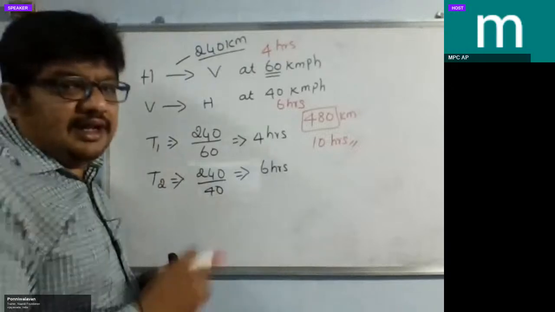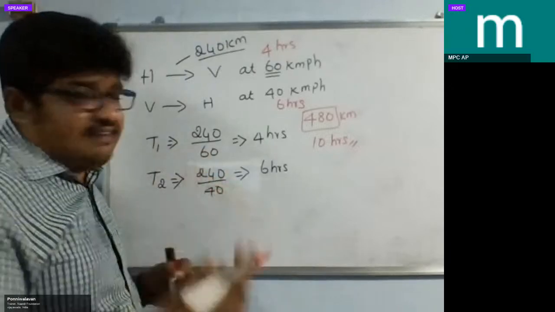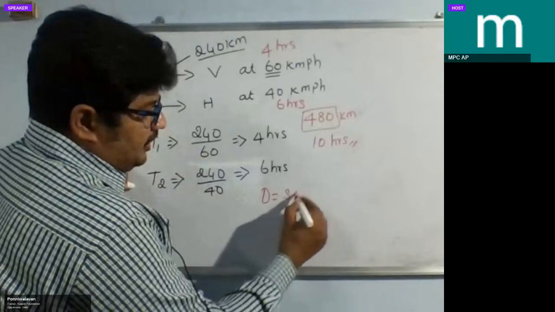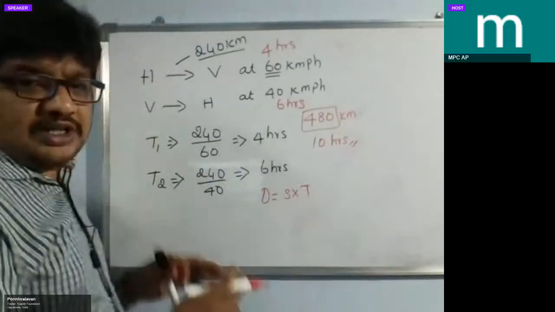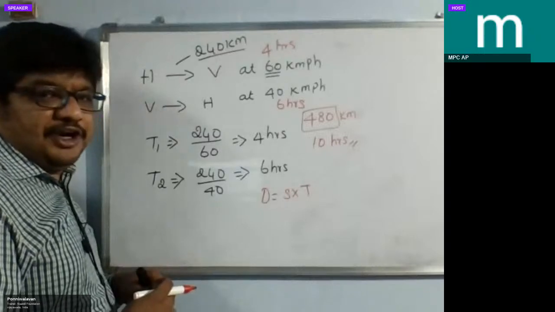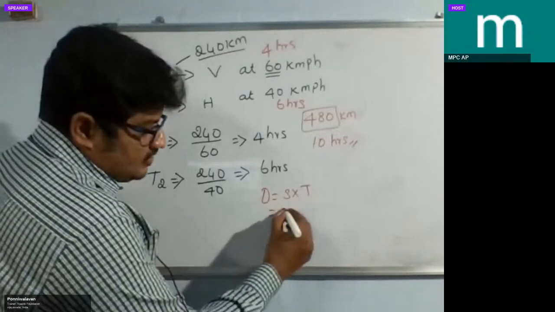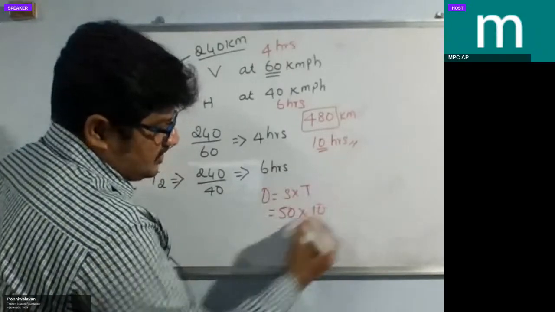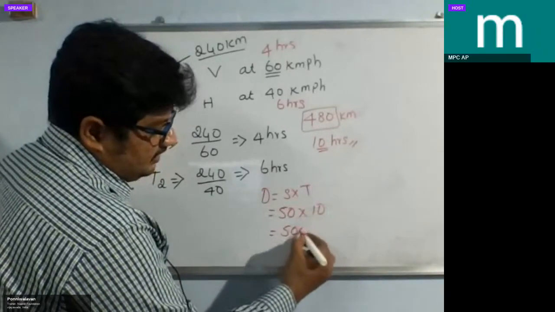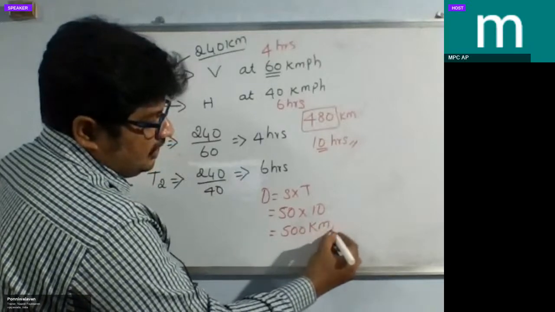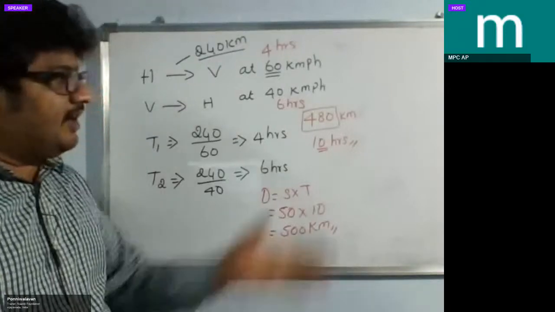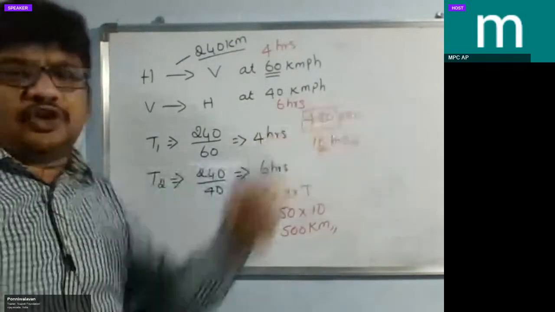And you people are telling that, sir, our average speed is 50. What is the distance formula? Speed into time. Your speed is 50 and we are traveling for 10 hours, so what is the total distance we travel? 500 kilometers. So according to your calculation it is 500 kilometers, but when I calculated manually, it is 480. Are both the same?